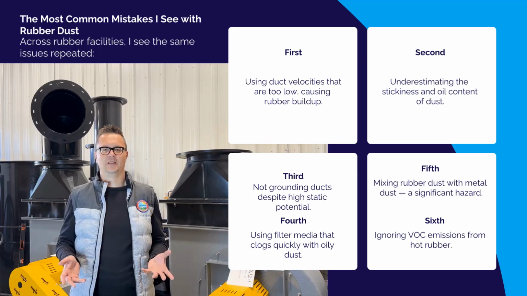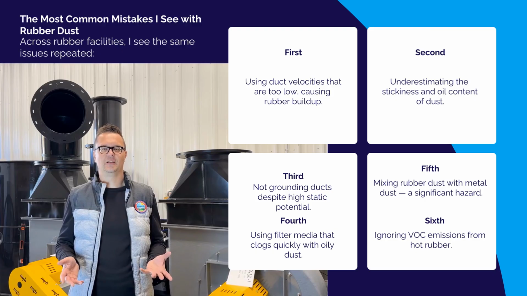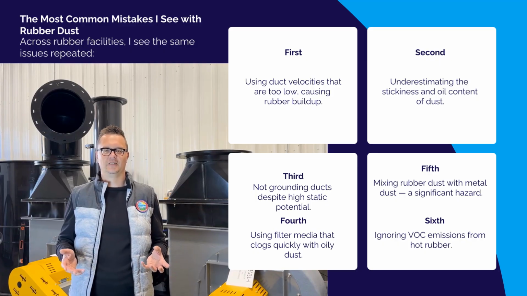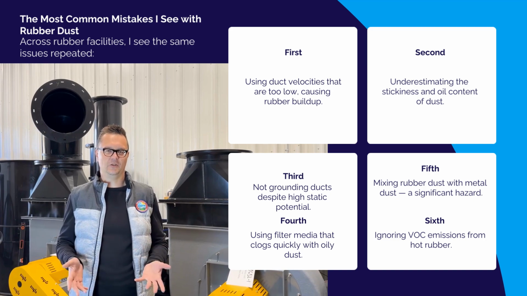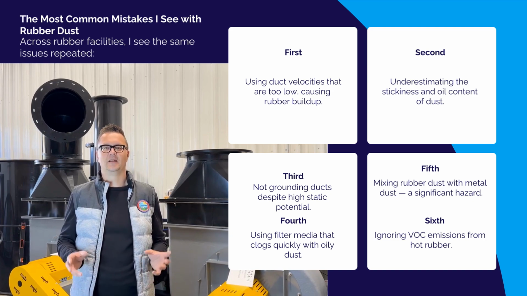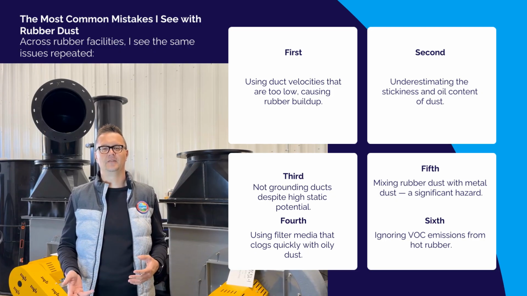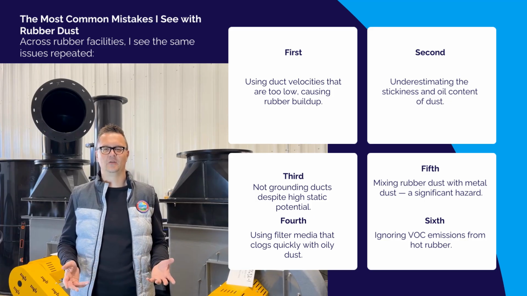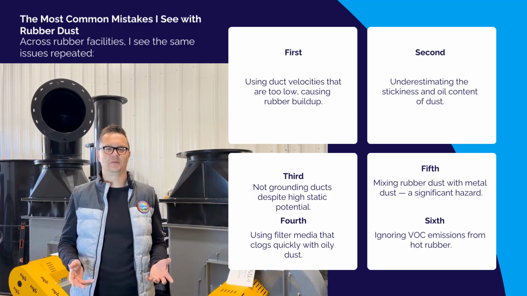The most common mistakes I see with rubber dust. Across rubber facilities, I see the same issues repeated. First, using duct velocities that are too low, causing rubber buildup. Second, underestimating the stickiness and oil content of dust. Third, not grounding ducts despite high static potential. Fourth, using filter media that clogs quickly with oily dust. Fifth, mixing rubber dust with metal dust, a significant hazard. Sixth, ignoring VOC emissions from hot rubber. These mistakes reduce safety and efficiency.